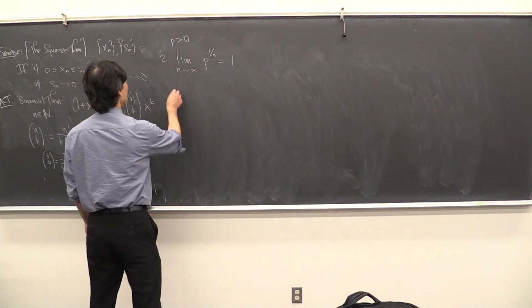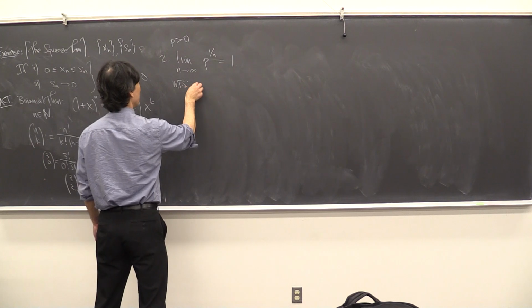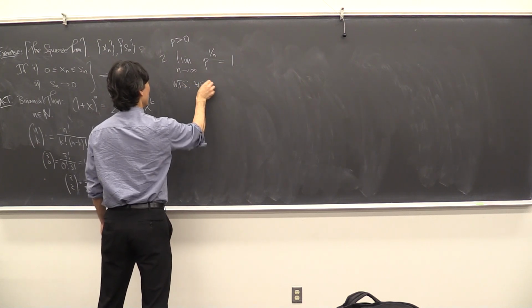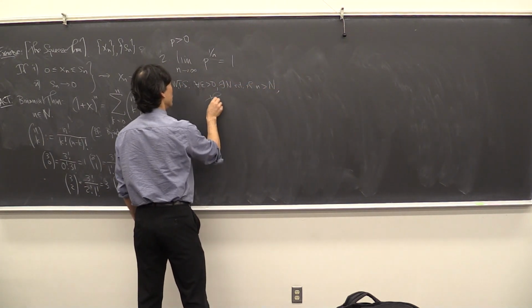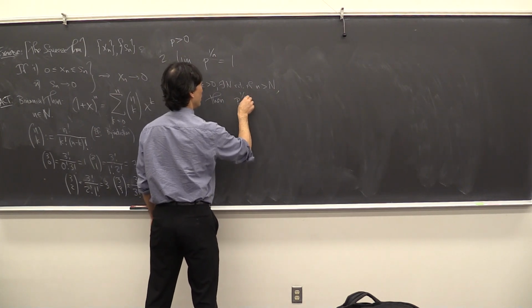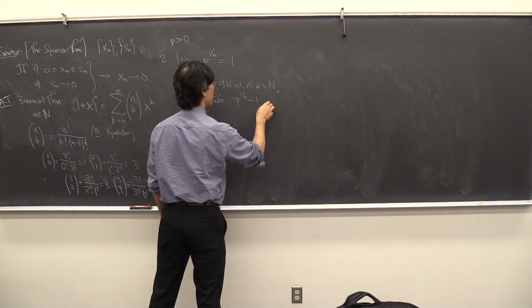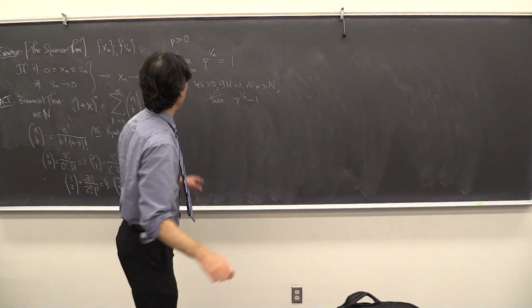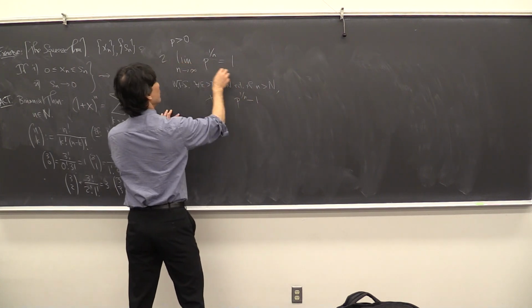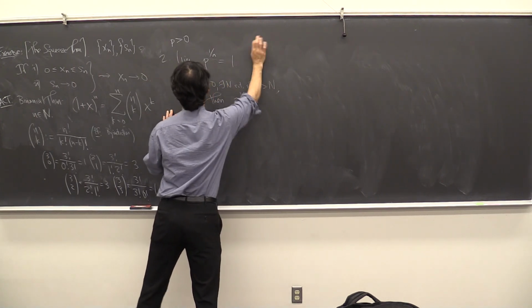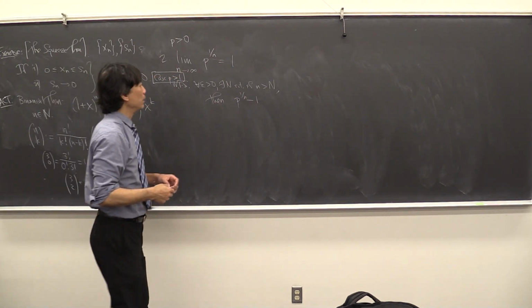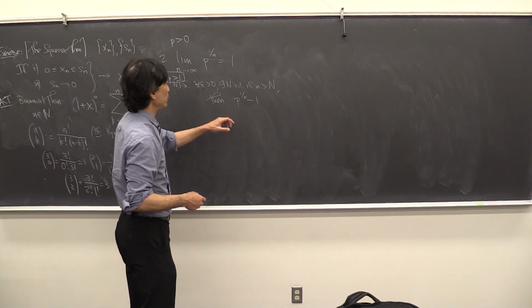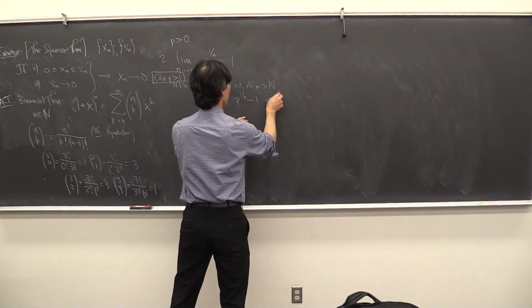Okay, so we're going to prove that. We want to show, as usual, given any epsilon, there exists an N such that if n is bigger than N, then p to the 1 over n minus 1 is smaller than epsilon. Actually, just for simplicity, let me do the case p bigger than 1.